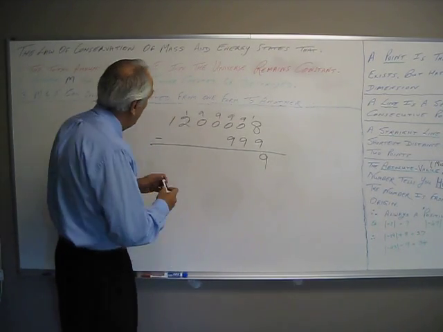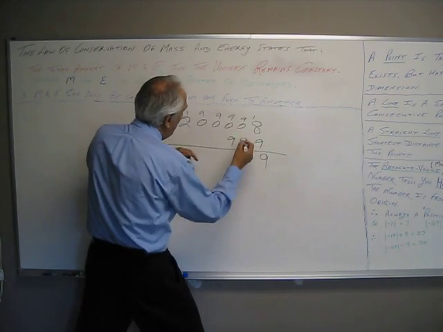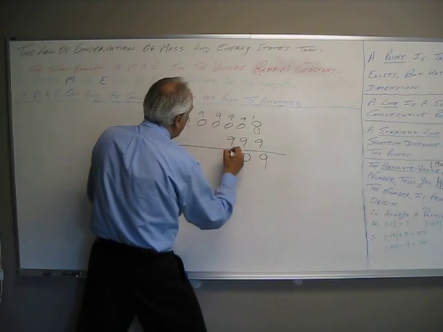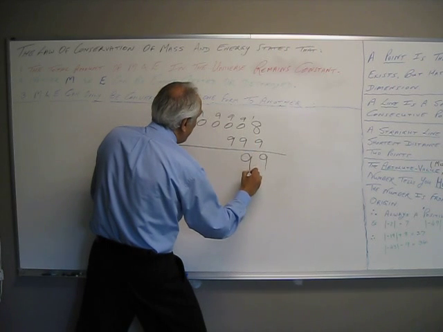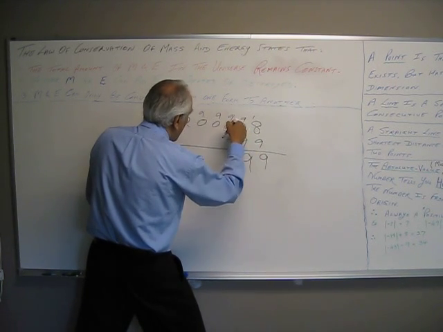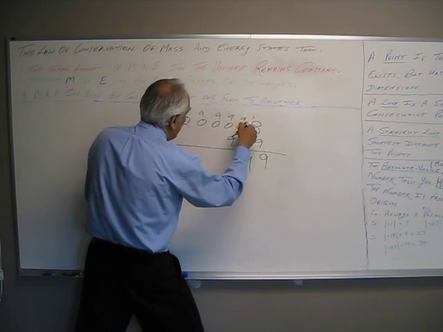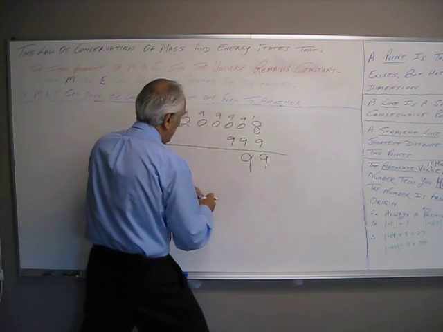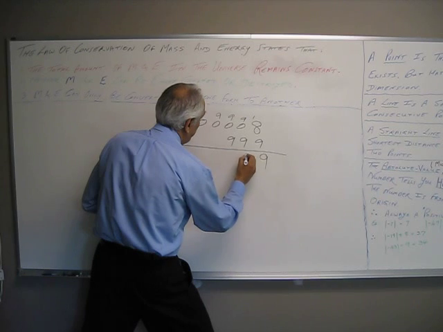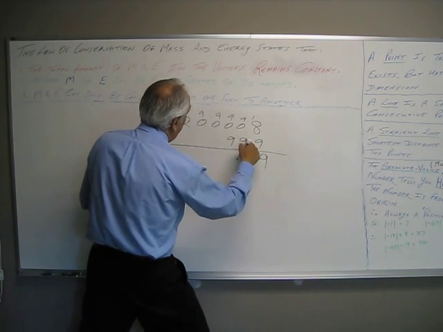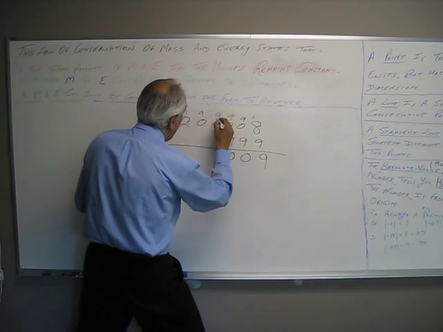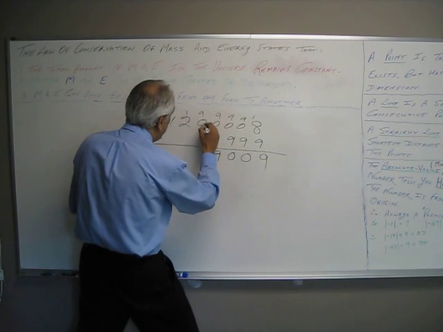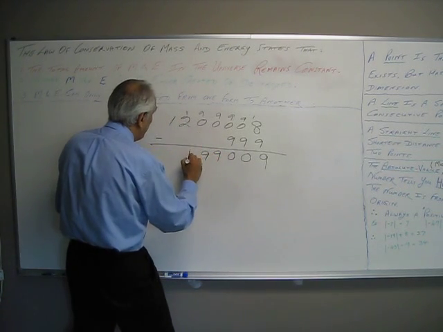Now, if I follow the school method, 9 minus 9 is 0, 9 minus 0 is 9, this is now 9 instead of 0. 9 minus 9 is 0. You see, I'm getting confused too. 9 minus 9 is 0, 9 minus 9 is 0, 9 minus nothing is 9, 9 minus nothing is 9, 1 minus nothing is 1.